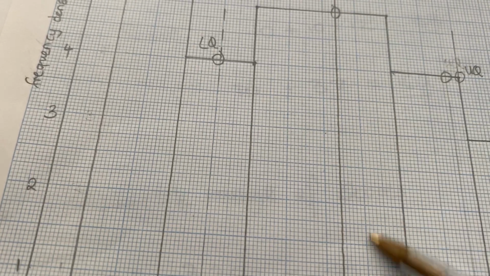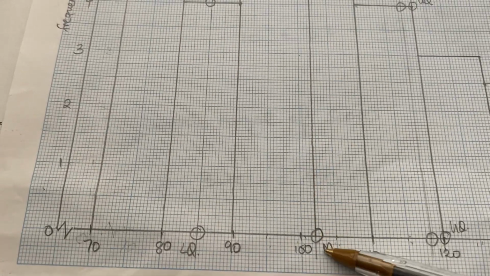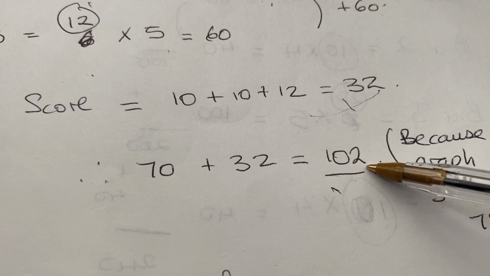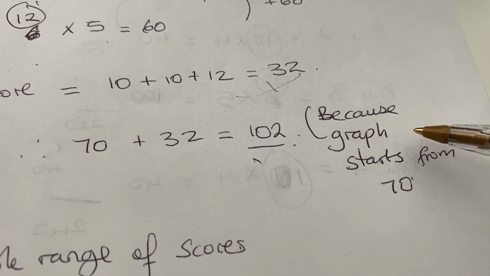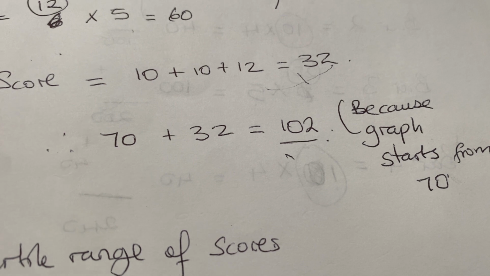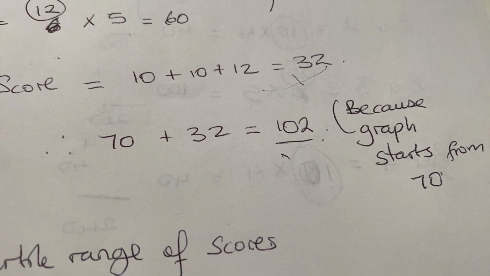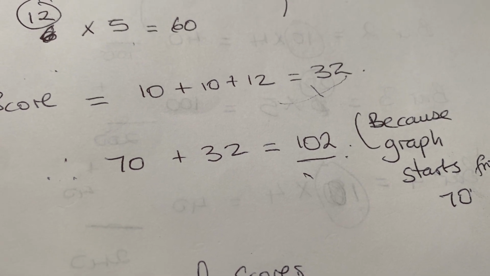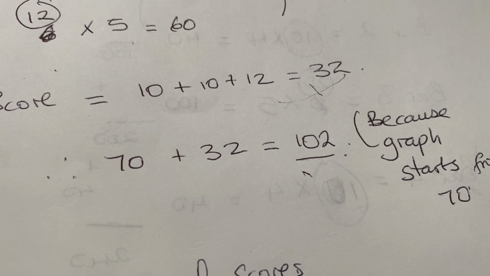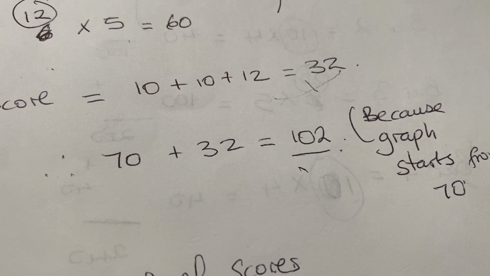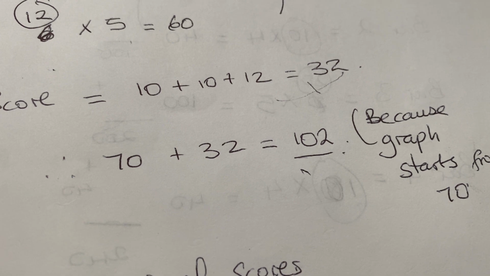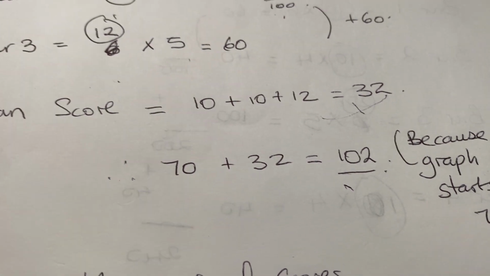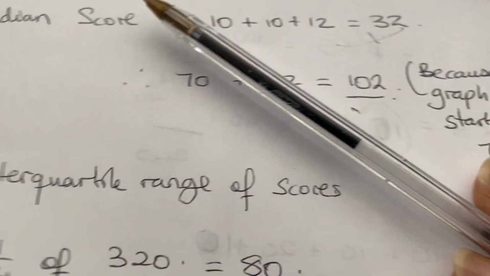So my median score is 102 here. On my graph, this is where my median score will be, 102. So we found the median score, 102. You need to add whatever you get to 70 because the graph has been shortened. If you drew this graph and your scores start from 70 or 80, then you need to add from 80 if you shorten the graph. If it's starting from 0, it's okay. All the graphs we've seen so far start from 0, so it's okay. But this one is starting from 70, so you need to add whatever you get to 70. I hope you understand that.